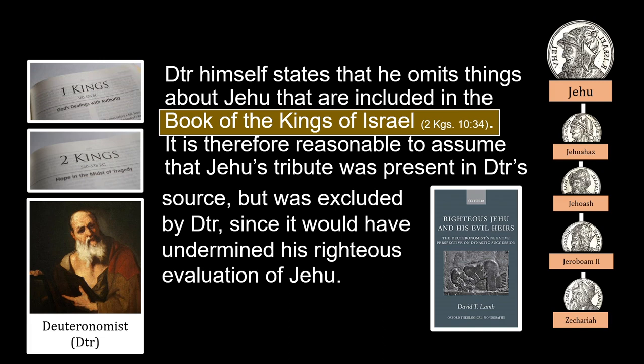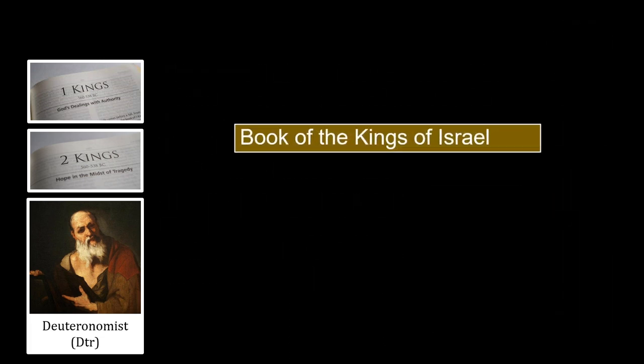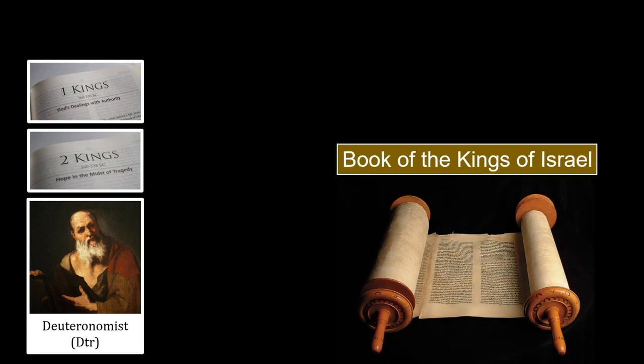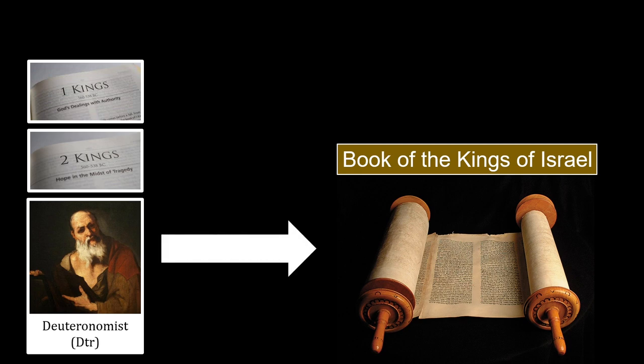Now, this work is referring to the Book of the Kings of Israel. This is a work that is mentioned often in 1st and 2nd Kings and is quite clearly the source that the Deuteronomist is using to create 1st and 2nd Kings. He's drawing upon this book to create his own books.